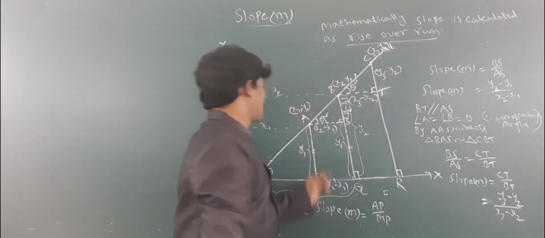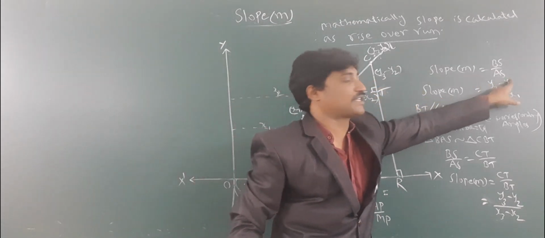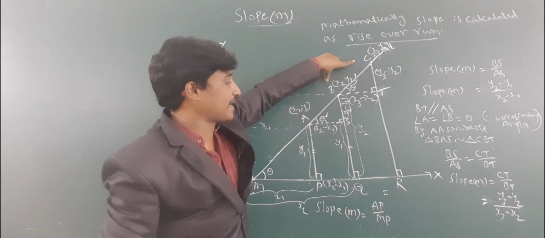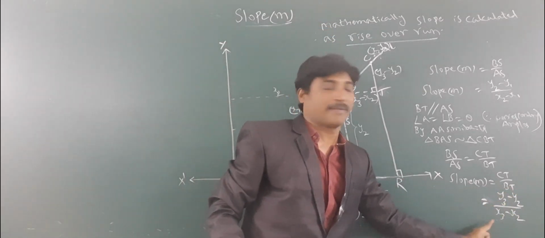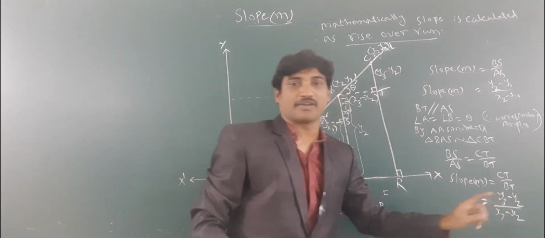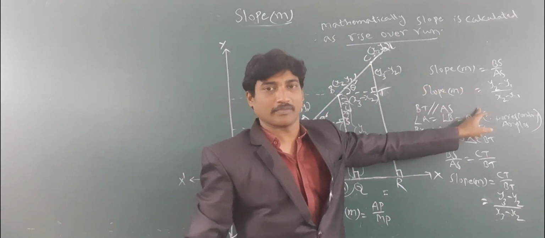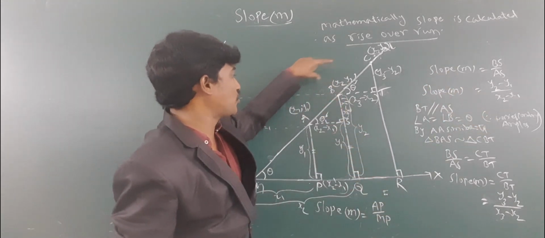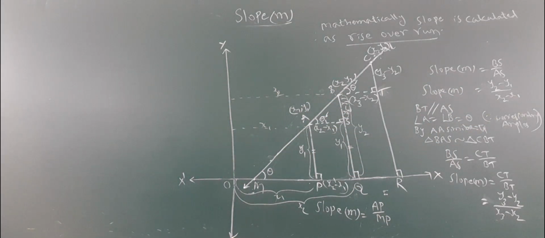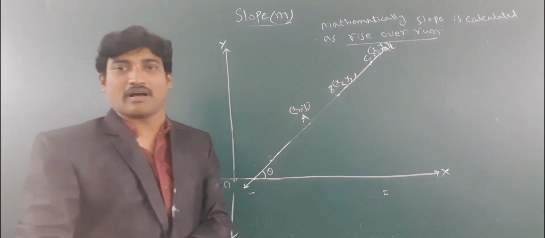So slope, by using the points A and B, we can find slope with the formula y2 minus y1 by x2 minus x1. By using the two points B and C, we can write the slope formula as y3 minus y2 by x3 minus x2: difference of y coordinates by difference of x coordinates. Slope of a line, however, we can find using any two points on the line.